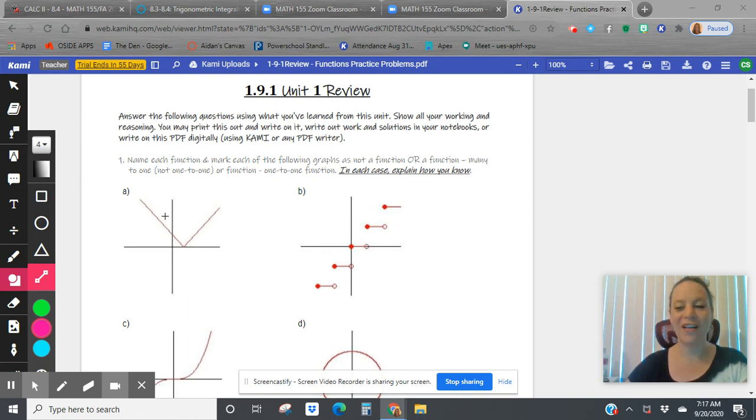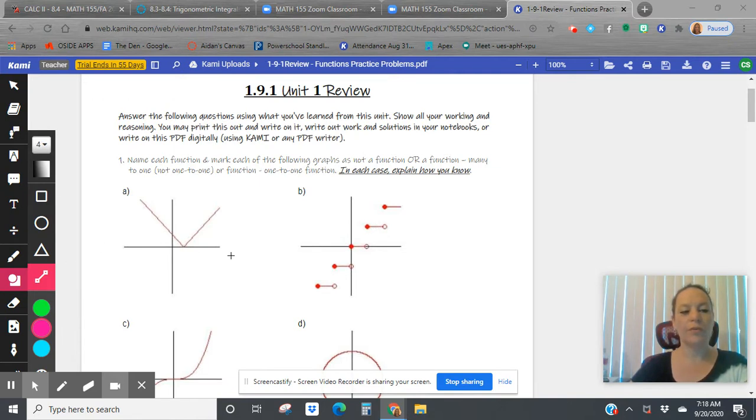All right, here we are on the 1.9 review. Means we're at the end of the unit here and ready to take our test this week. So name each function and mark each of the following graphs as not a function, or if it is a function, is it a many-to-one or a one-to-one? And then in each case, explain how you know.